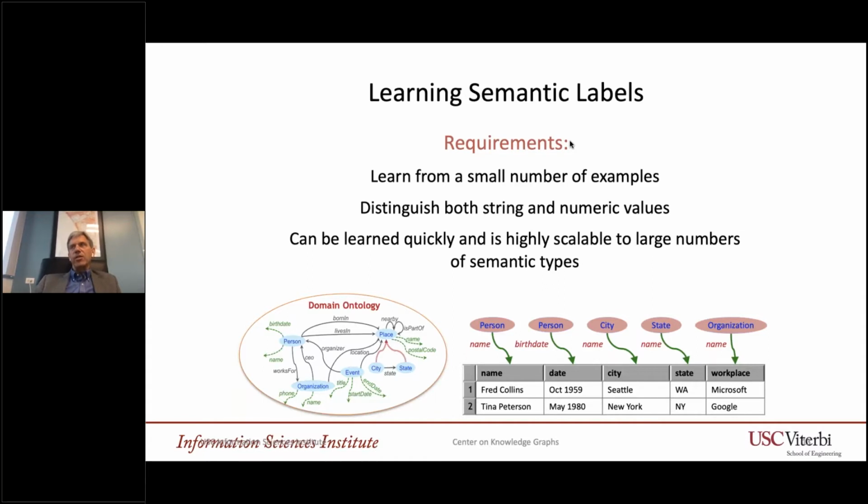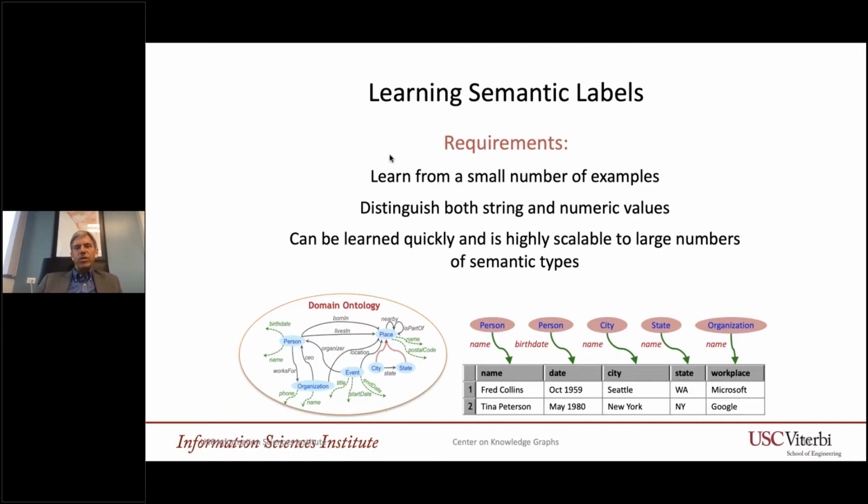And because we want to essentially build an interactive tool, we have a couple of requirements in terms of the technique that we need to develop here. One is that it needs to learn from a very small number of examples. I don't want to have to give it lots and lots of training examples in order for it to learn these things, because users don't want to label lots of data, right?